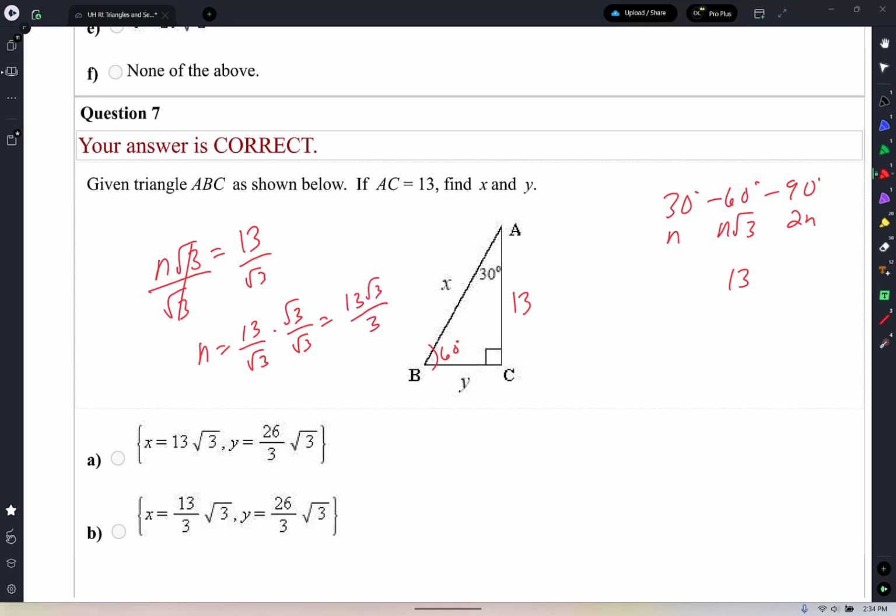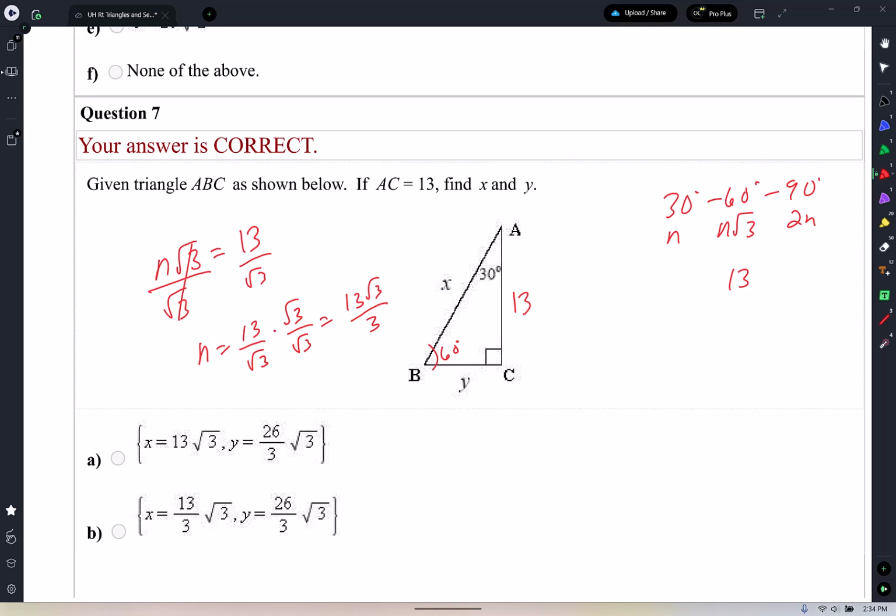This guy, n root 3, is the long leg. So n root 3 equals 13. Yeah, but how do you get the long leg? Well, I have to divide.